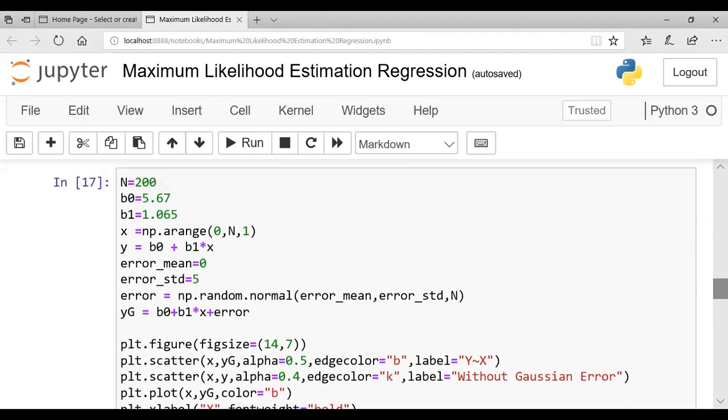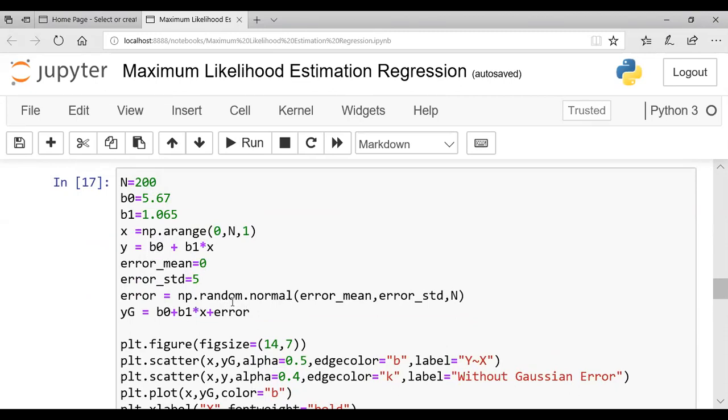Now what I'm doing, I'm initially generating the data. I'm considering the number of observations, let it be 200. B0 is 5.67, B1 is 1.065, X is a numpy array in the range 0 to 1, Y is equal to beta 0 plus beta 1 X. Error mean is 0, error standard deviation is 5. I am creating this error so that it will follow the normal distribution as per this OLS.